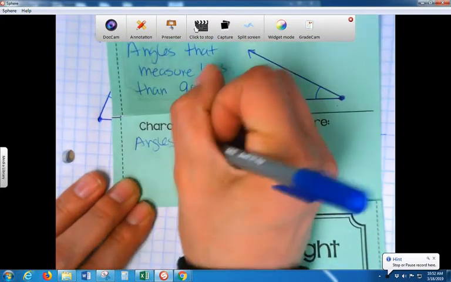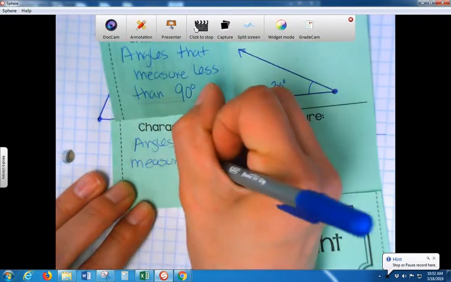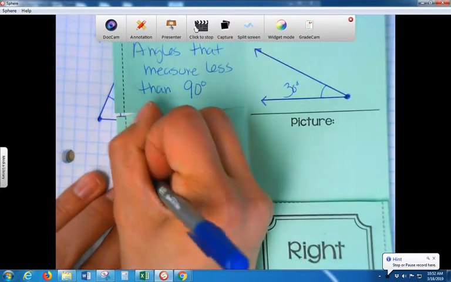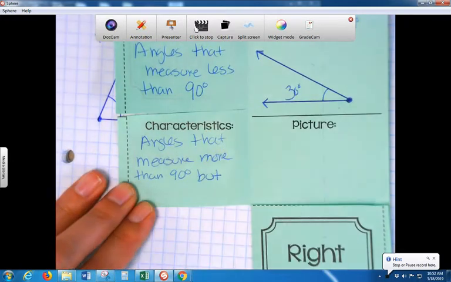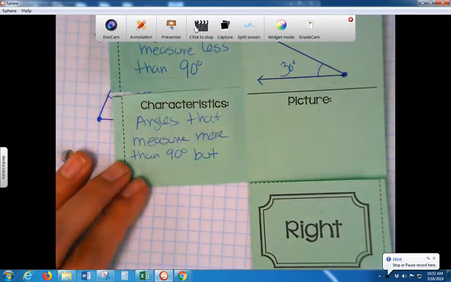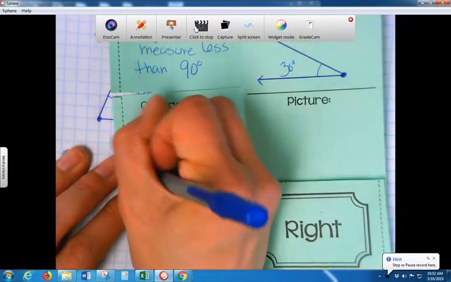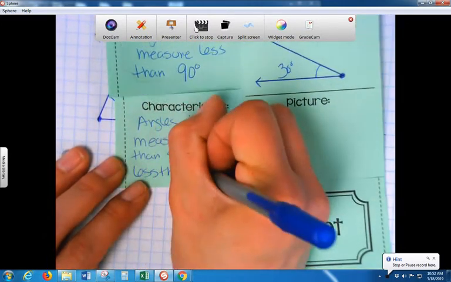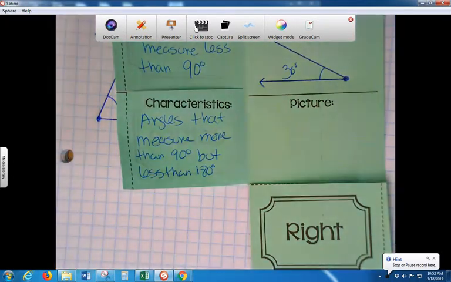Angles that measure more than 90 degrees, but, Chris? Not 180. But less than 180 degrees. Okay? Because 180 degrees has its own name. So we have a limit between 91 and 179. Those are your limitations.